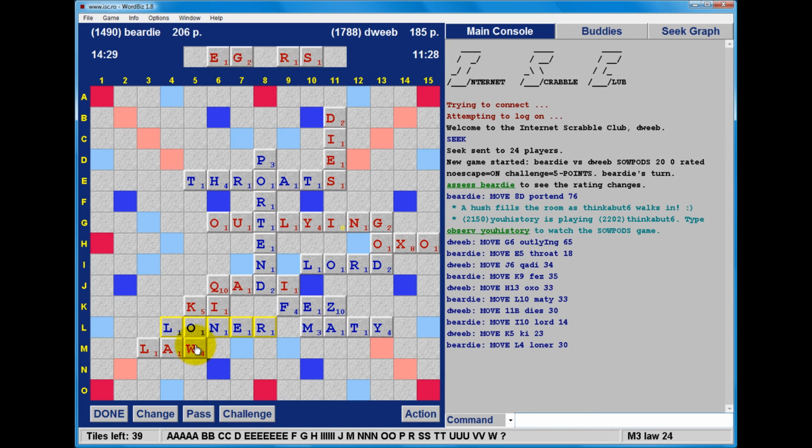The word law scores 24. If I pluralised it, I'd get 39. Now that's a big score. The rack leave of EGR isn't great, but it is balanced in terms of vowels and consonants. And the E and the R are good tiles. Score-wise, I'm 21 points behind, so I do want to keep scoring to stay in touch. Yeah, I think 39 points is pretty good.